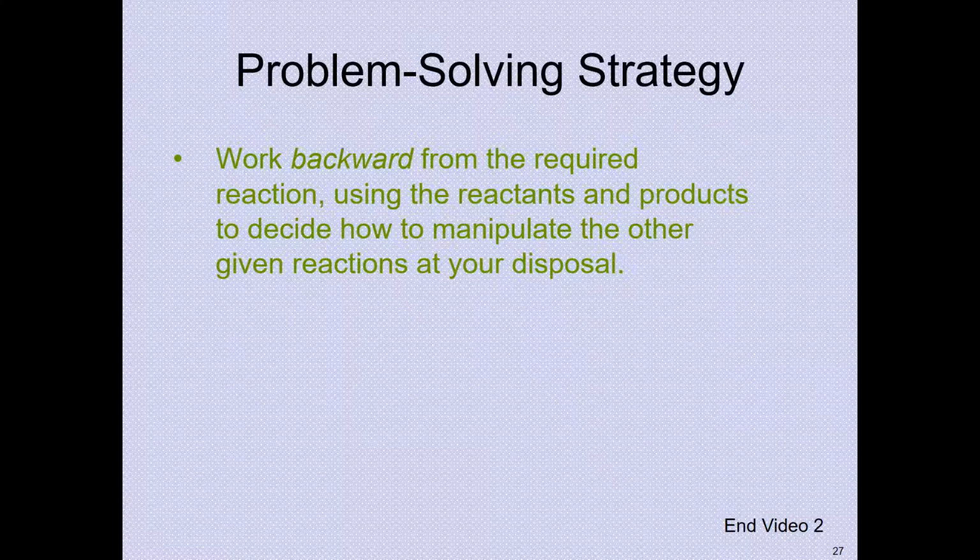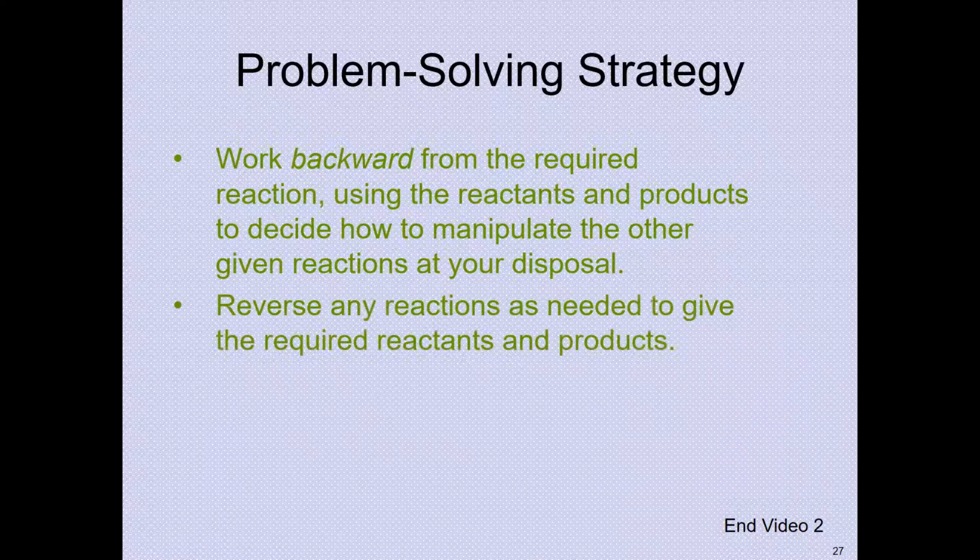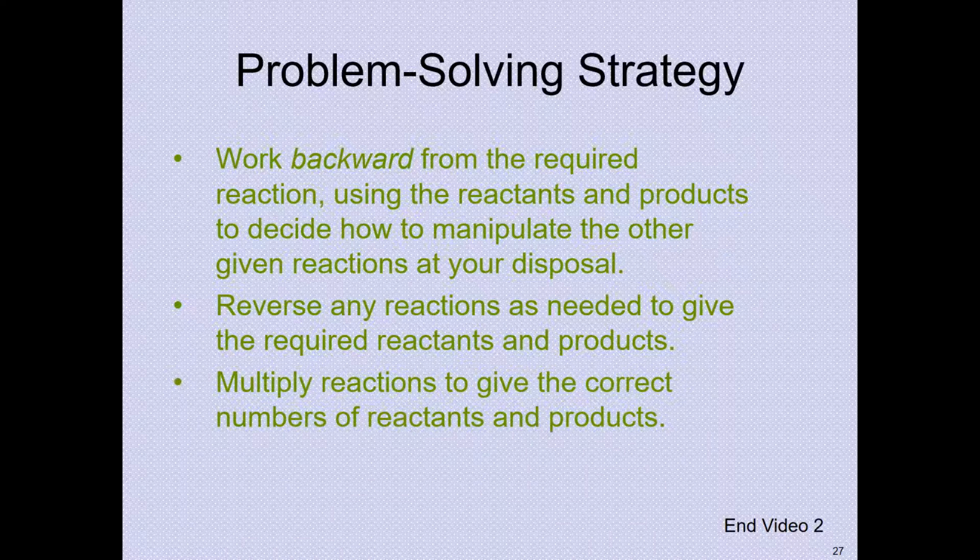So some problem solving strategies for you, because I know these problems are like puzzles, and like a puzzle, you need a problem solving strategy. So sometimes you're going to want to work backward from the required reaction, using the reactants and products to decide how to manipulate the other given reactions at your disposal. You're going to reverse any reactions as needed to give the required reactants and products. Multiply reactions to give the correct numbers of reactants and products. And most importantly, always make sure that you are using the correct sign for things.